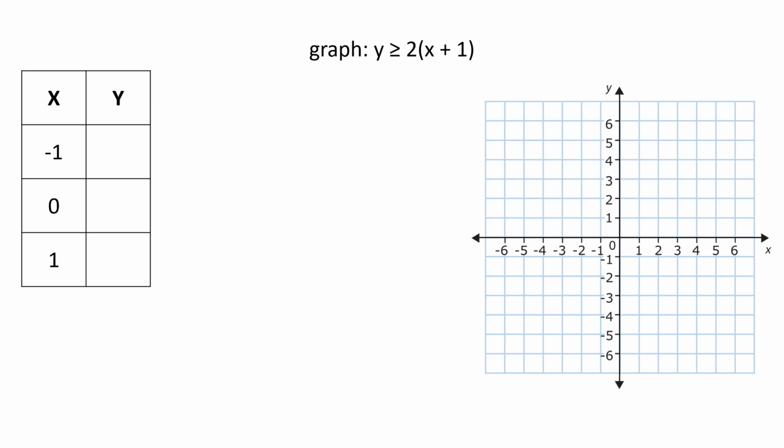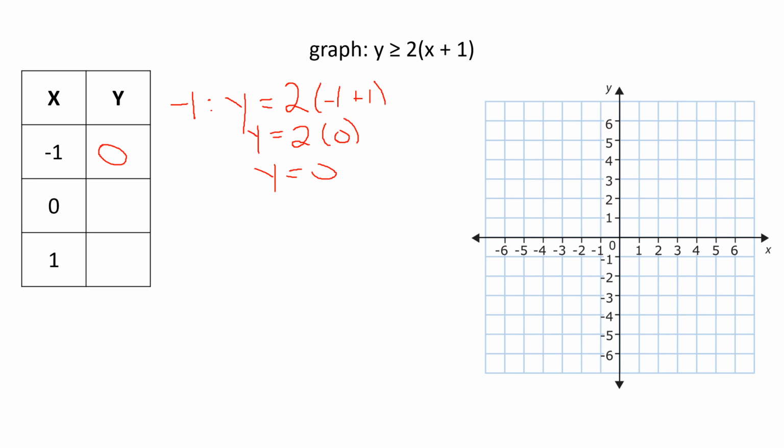So I'm going to plug in my values for x to find what y is, so I can have some points to graph. So when x is -1. So remember, when I'm solving it, I'm going to just pretend it is an equal sign. -1 plus 1 is 0, so y equals 0. So when x is -1, y is 0.